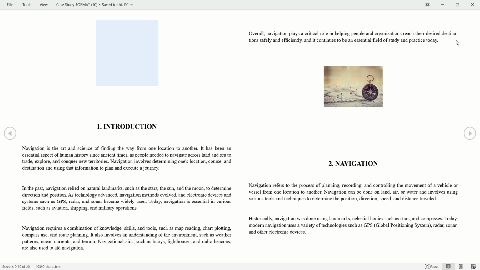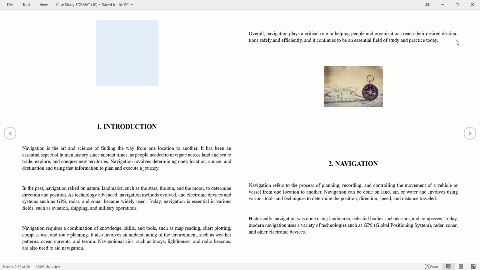So, coming to the introduction, navigation is an art and science of finding the way from one location to another. It has been an essential aspect of human history since ancient times, as people needed to navigate across the land and sea to trade, explore, and conquer new territories. Navigation involves determining one's location, course, and destination, and using that information to plan and execute a journey.